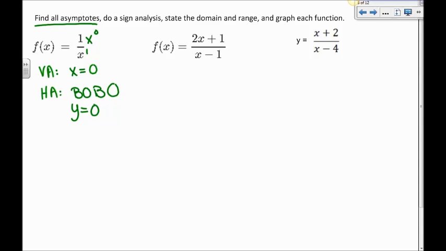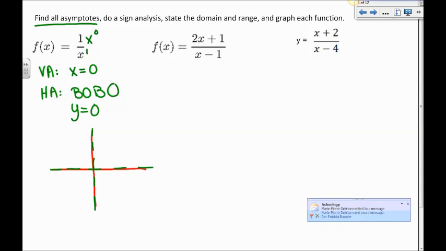Okay, so if we're graphing this, we've got our graph here. And what we just found is that we've got a vertical asymptote at x equals 0, which we represent with a dashed line. And we have a horizontal asymptote at y equals 0, which again we represent with a dashed line.